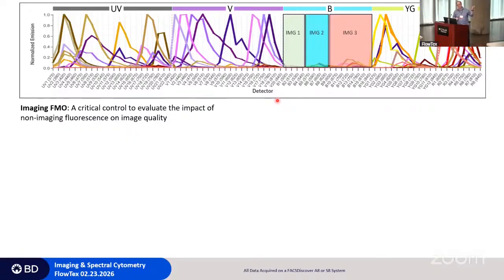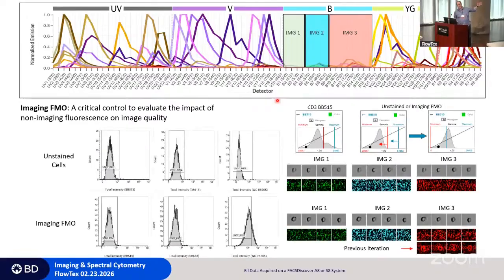So what I do is I run an imaging FMO, which is essentially all the dyes that are up there right now, minus the imaging ones, which I don't put in. And the next step is I run an unstained control. So this is looking at unstained cells on the top, and then my imaging FMO on the bottom. I run unstained cells and I draw a gate on imaging detector 1 total intensity, imaging detector 2 total intensity, and imaging detector 3 total intensity. The gates you're seeing were drawn on the unstained cells. And what I'm looking for with that imaging FMO is any sort of migration outside of that gate.